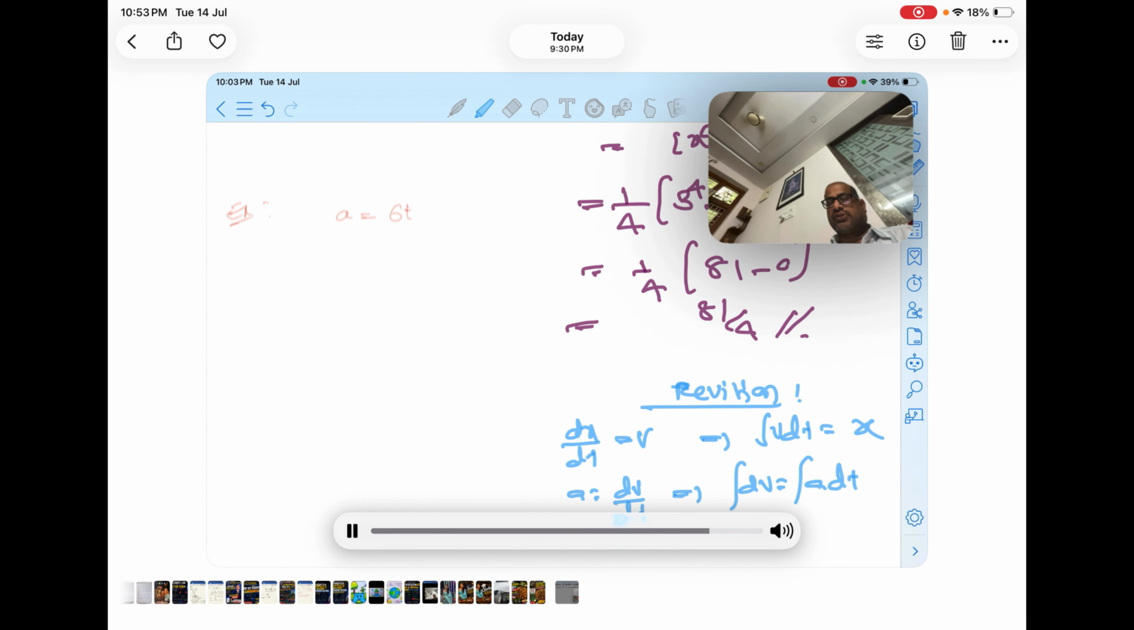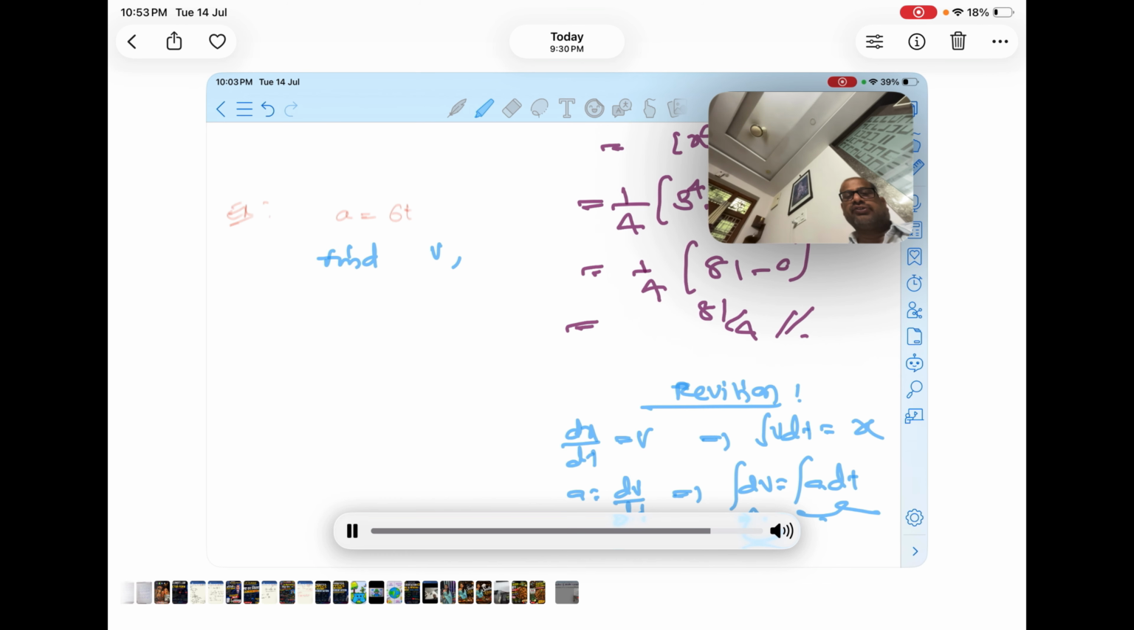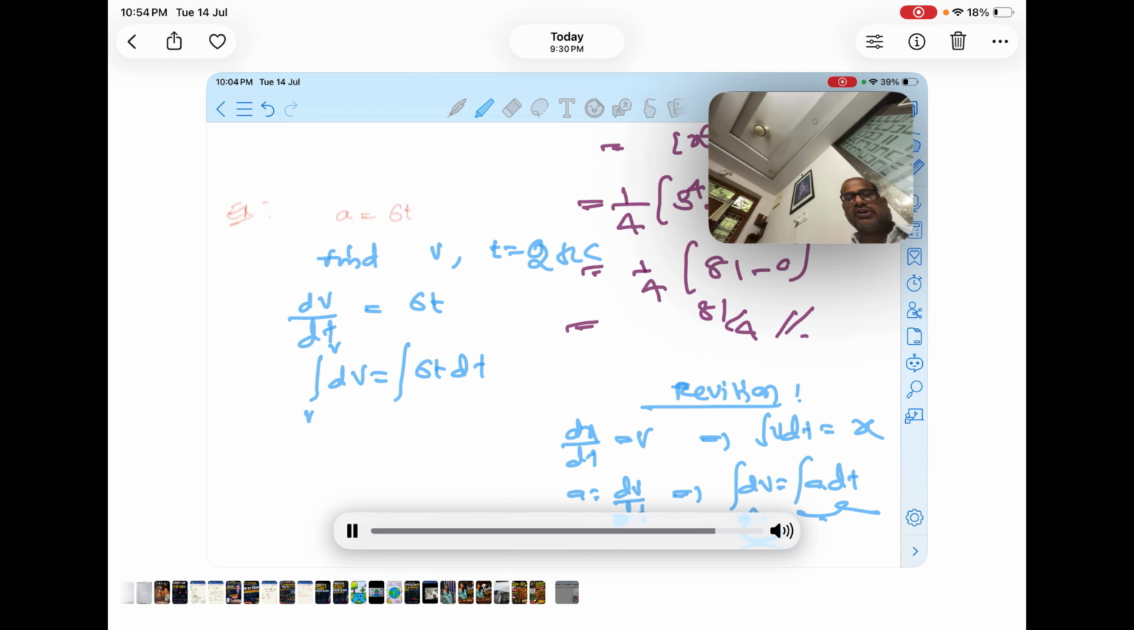So if a is equal to 60, for example, find velocity at t is equal to 0. Okay? So now I can find out the initial velocity. So what you can take? dv by dt is equal to 60. So dv is 60 dt. So total change means integration, from starting velocity to any velocity v. You can give a condition like this: at t is equal to 0, velocity is 0.